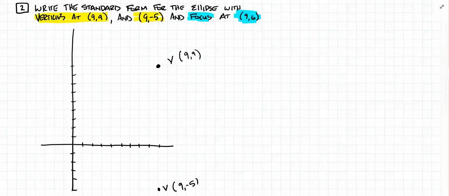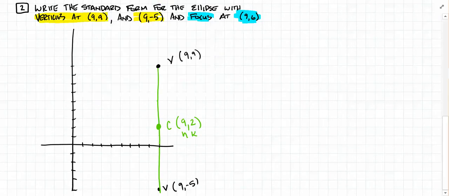Okay. So I have a vertical major axis here, and my center has to be halfway between them. So where does the center have to be? Let's see here. So this is 14 units. If I go 7 units down, 1, 2, 3, 4, 5, 6, 7, this point right here must be my center. And that center is located at the point 9, up 2. All right, great. So that's my H and that is my K.